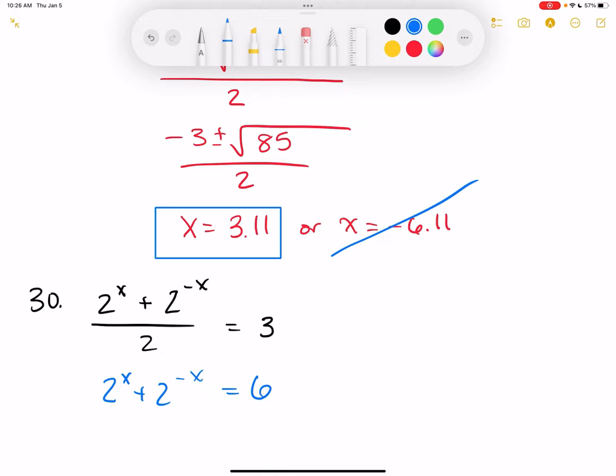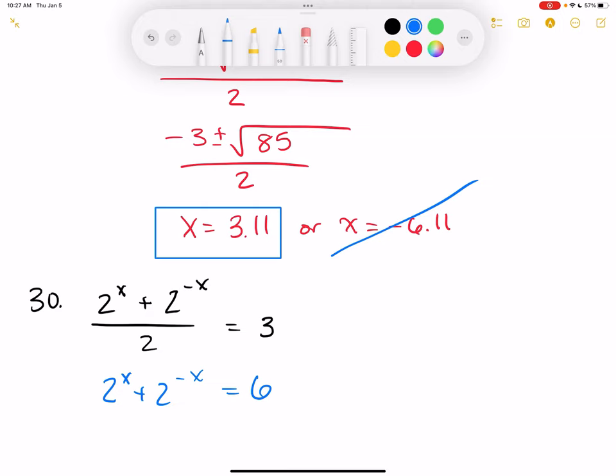Now, any suggestions? Okay, same base. Could you add them? No, because the numbers are being added. If they weren't being added, you would be able to add the exponents together. If it was being multiplied, you could add them.